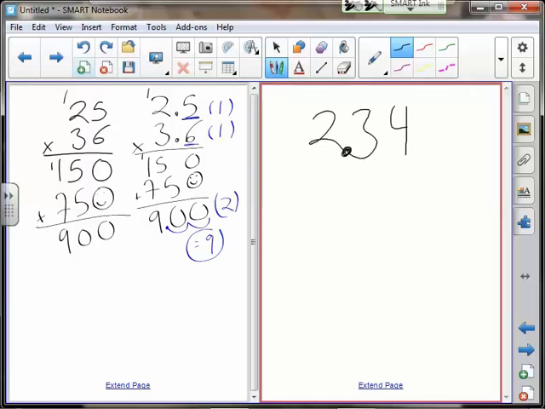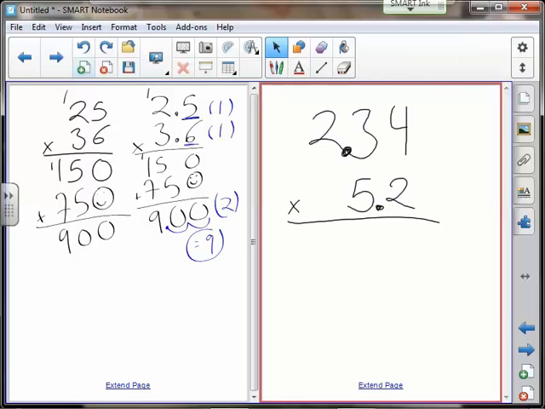No. Let's go with 5.2. Living on the edge. Now, here's one of the things to keep in mind. You do not. Thank you, sister, for completing that sentence.